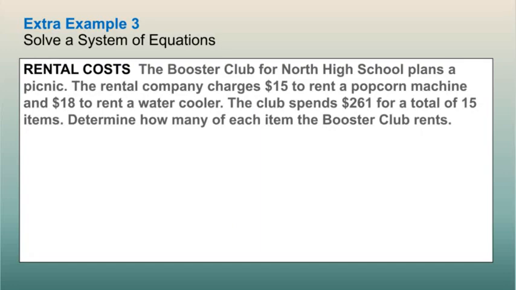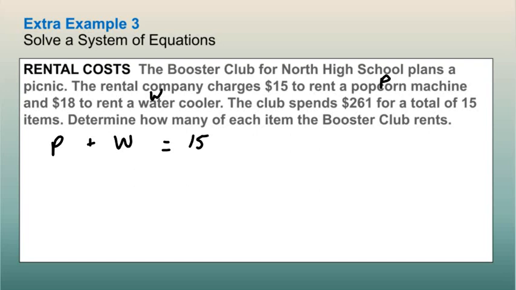So let's try one ourselves here. The Booster Club for North High School plans a picnic. The rental company charges $15 to rent a popcorn machine and $18 to rent a water cooler. The club spent $261 for a total of 15 items. Determine how many of each item the Booster Club rents. So we'll use P for popcorn and W for water cooler. So we have P popcorn plus W water cooler equals a total of 15 items.